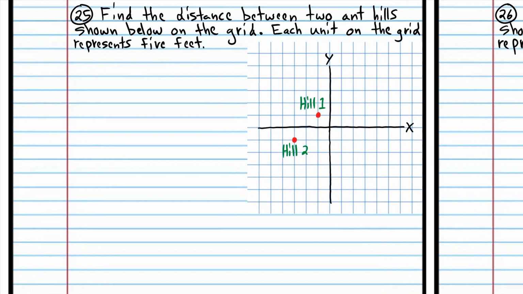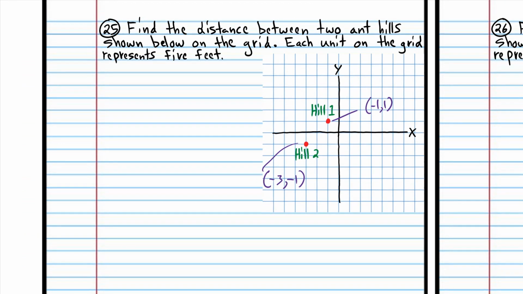So I'm going to write these points. That would be -1, 1. And this point would be -3, -1. And I'm going to use the distance formula. You can use a triangle, whatever you want to use. So -3 minus -1. And it just depends on which point is point 1 and which point is point 2. So you may do it slightly differently, but that doesn't mean it's wrong necessarily.